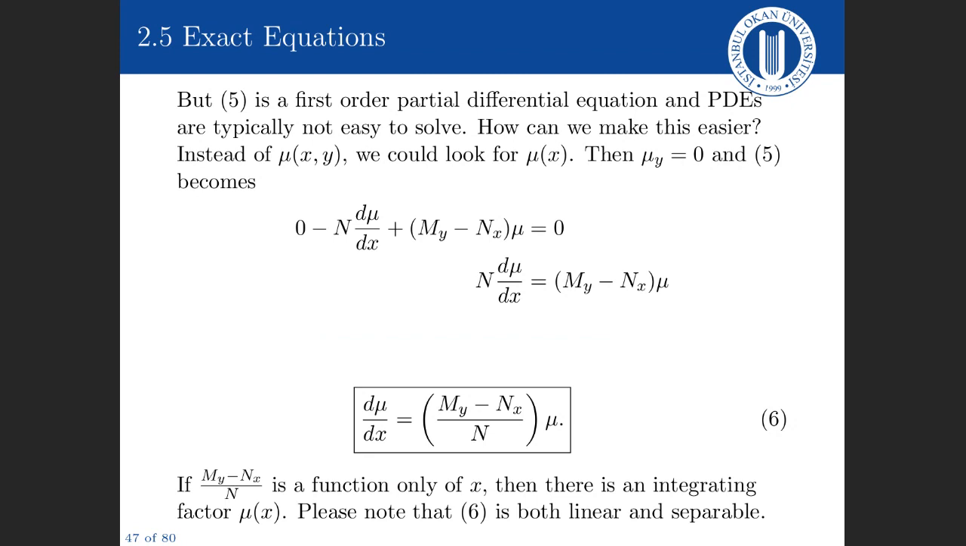Now, if this function in brackets, my minus nx over n, is a function only of x, then equation 6 is an ordinary differential equation, and we can solve this. In other words, if my minus nx over n is a function only of x, then we can find an integrating factor of x. Note that this equation is both linear and separable, so we know how to solve this differential equation.